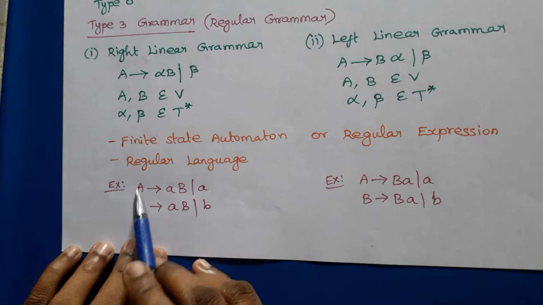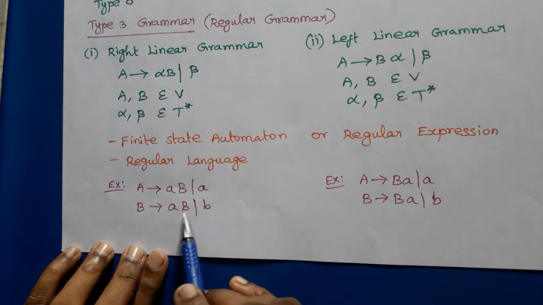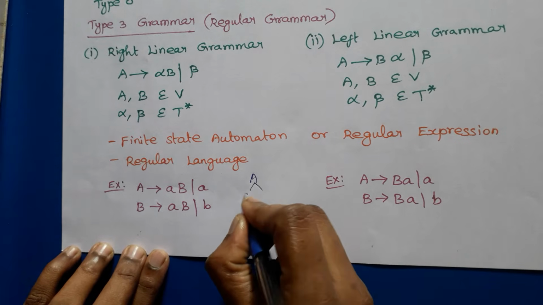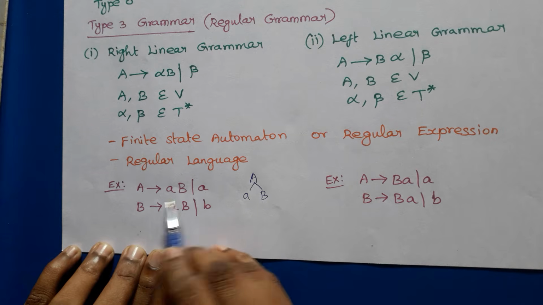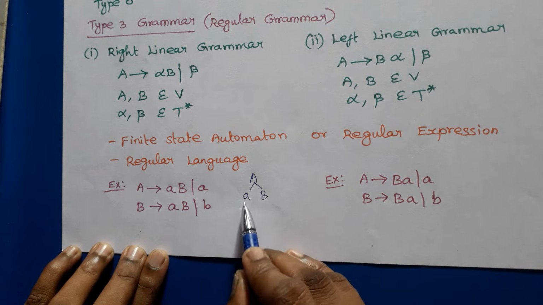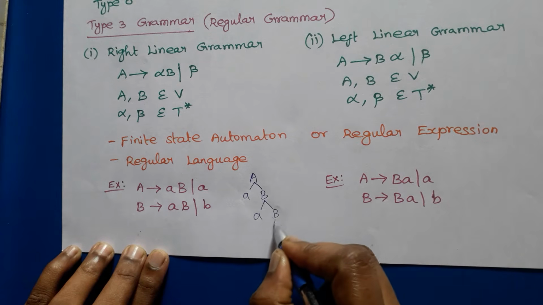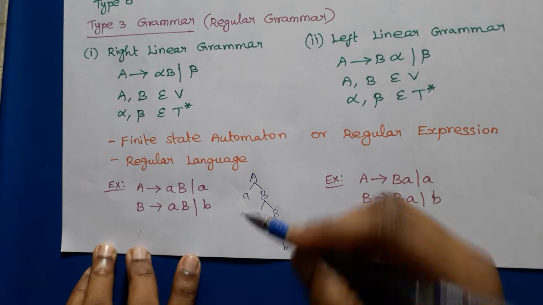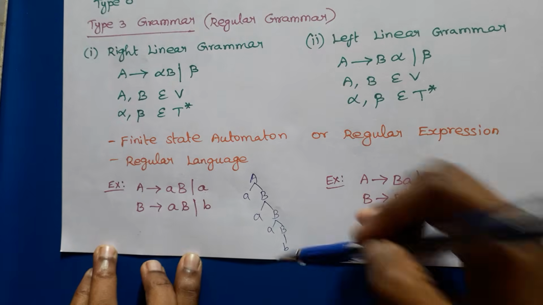a string of terminals. For example, in this grammar, A tends to aB bar a, and B can be expanded like this. So A can be replaced by aB or simply a. Suppose we consider this production, A can be replaced by aB, then this B can be replaced by aB any number of times. Finally it should be replaced by b. Okay, so it is expanded like this. Therefore it is called right linear grammar.